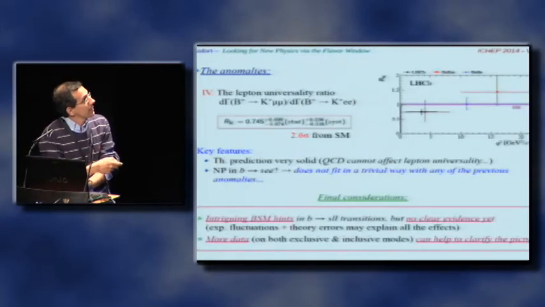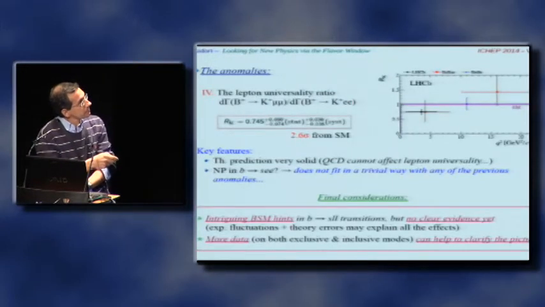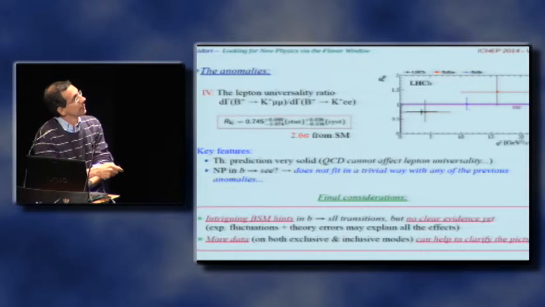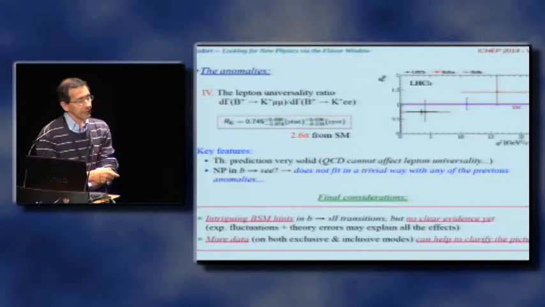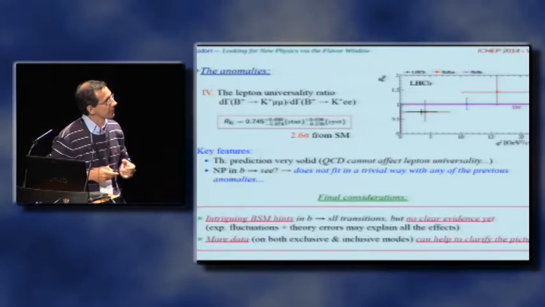And finally, the last tension I want to mention is this deviation of lepton universality that was discussed by Johannes, which is a 2.6 sigma deviation from the standard model. Here, the key feature is that the theoretical prediction is very solid. QCD cannot affect lepton universality. So from that point of view, we are safe from the theoretical prediction.